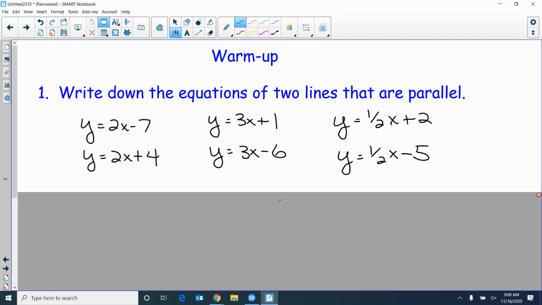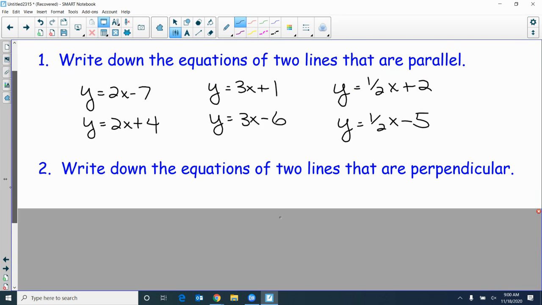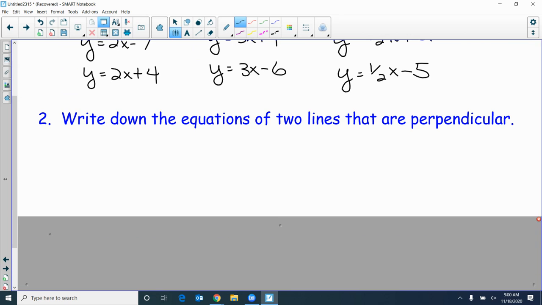Those are all parallel. Okay, parallel sets. Okay, write down the equations of 2 lines that are perpendicular. Slightly harder, but it's the same concept. Try something. Pretend it was a test, and you had to come up with an answer. Write something down, and see if you're right or wrong.